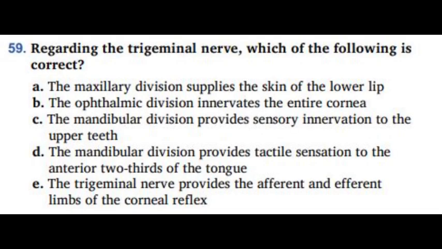So, we have question 59. Regarding the trigeminal nerve, which of the following is correct? A. The maxillary division supplies the skin of the lower lip. That's false. The maxillary division supplies the upper lip. B. The ophthalmic division innervates the entire cornea. That's false. The ophthalmic division innervates the upper half of the cornea.